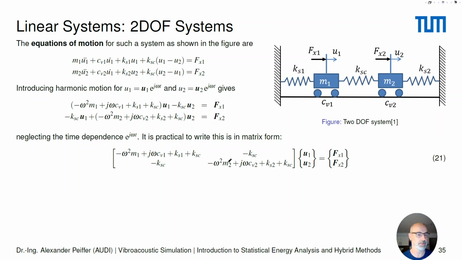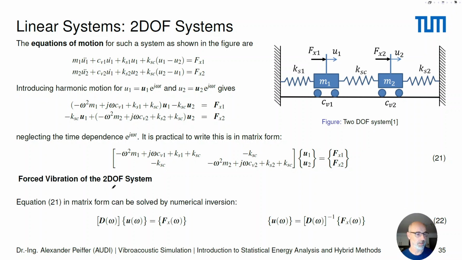Normally, such things are written in matrix form, and if we neglect the time dependence as usual, we can write the matrix form like this. So we have the global matrix giving the dynamics of those two degrees of freedom, which are the two displacements, and those are the external excitations, or exciting forces, exciting those masses. So this is the equation for the forced vibration of a double degree of freedom system, and this can be easily solved.